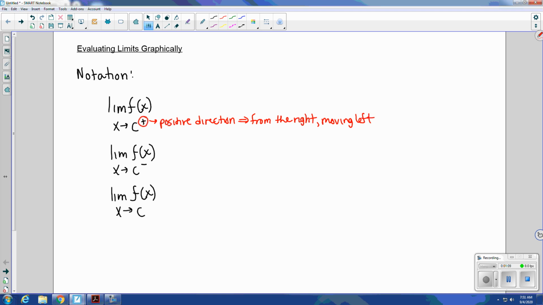This second piece of notation says the limit of f of x as x approaches c, and the little minus, as you can imagine, is telling you from the negative direction. So we need to approach c from our negative direction, which again translates to from the left, moving right.